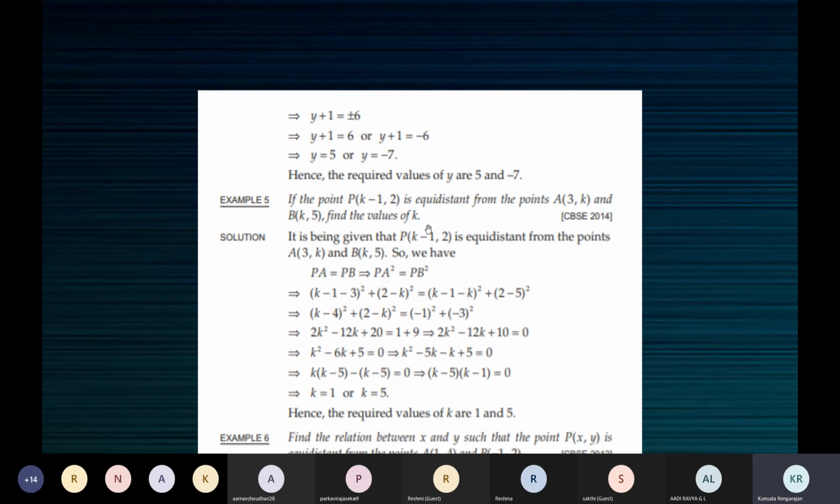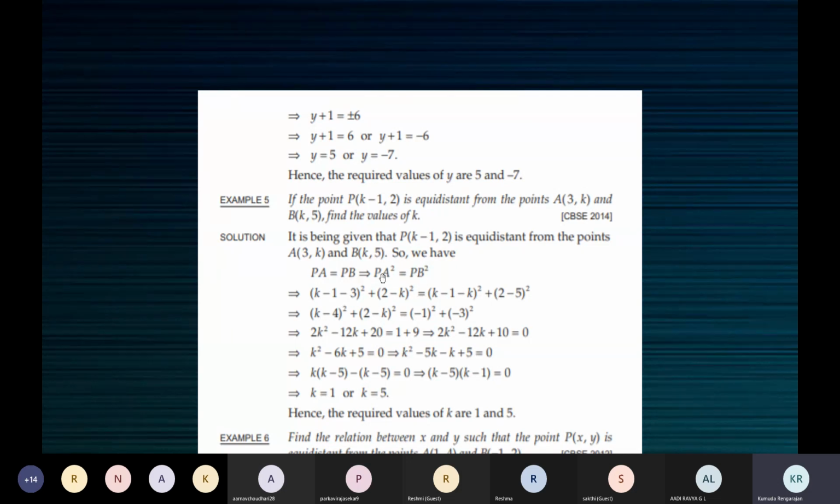Now, how do we write PA square? Be very careful with the signs, children. PA square. So this is P. This is A. So let us subtract the x coordinates. K minus 1 minus 3 the whole square. See, this we are writing for PA square, children. LHS is PA square. RHS is PB square.